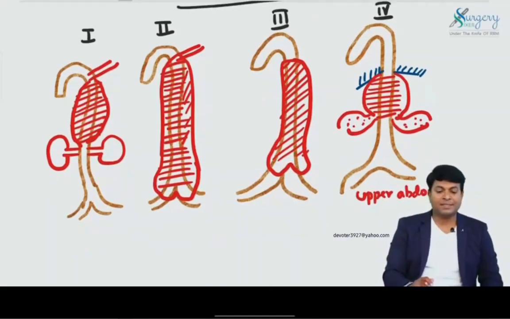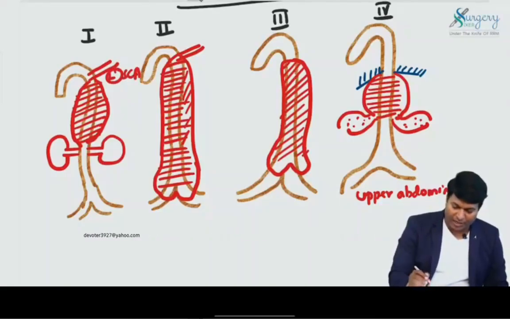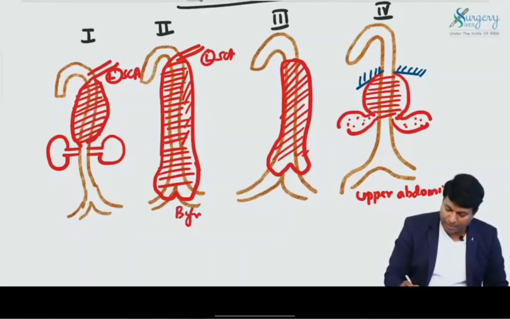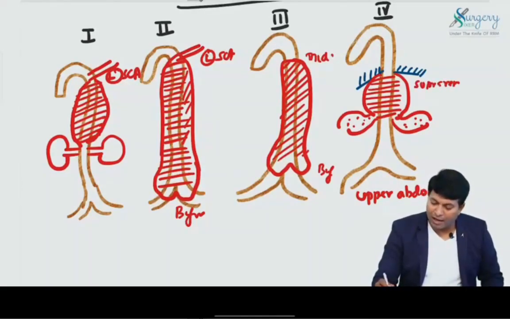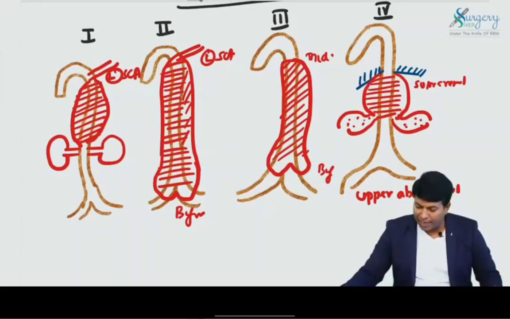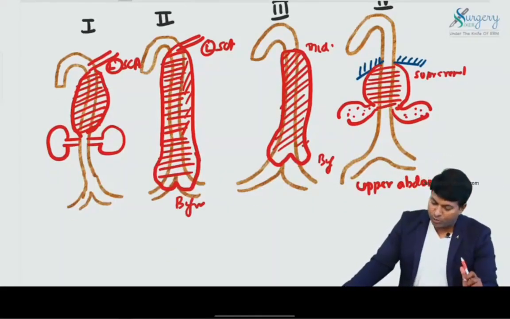So one is left subclavian artery to renal artery, another is left subclavian artery to bifurcation, another from the middle of descending aorta to bifurcation, and the last is the suprarenal aortic aneurysm. These are the 4 types I want you to remember in the Crawford classification of thoraco-abdominal aneurysms. Then comes the peripheral artery aneurysm.